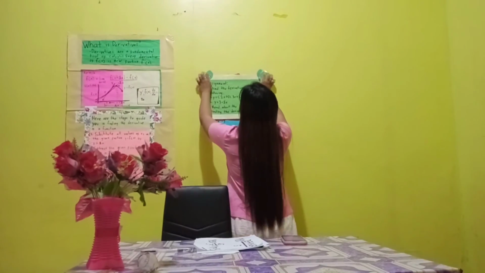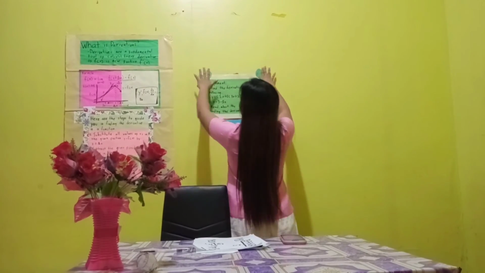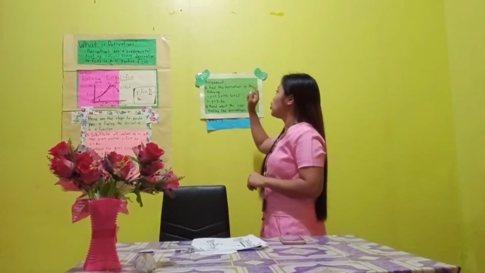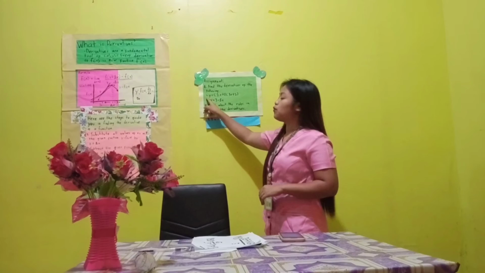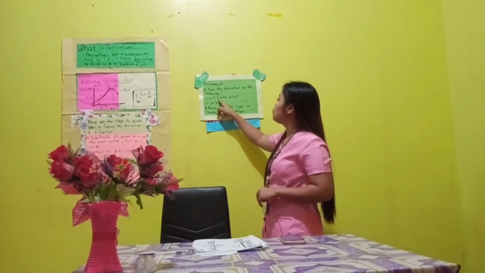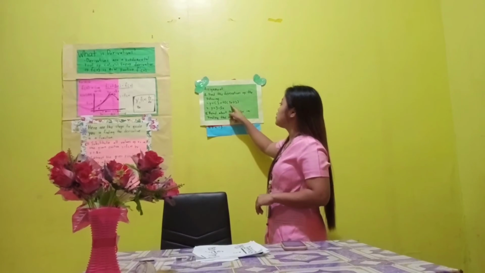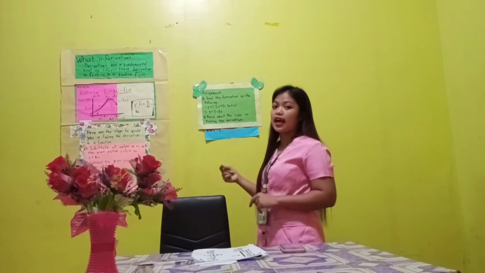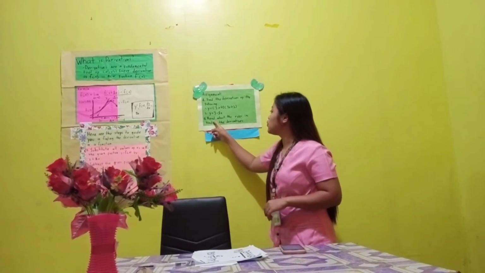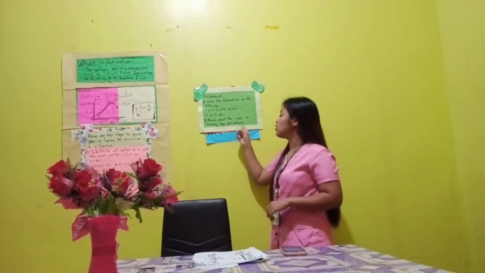You're done. And now, for our assignment, you will answer this on one whole sheet of paper. Now, you should copy it in your notebook. Our assignment is, find the derivatives of the following. First, y equals the quantity of 2x plus 1 times 3x plus 2. And second, y equals 3 minus 5x. And letter B, you should read about the rules in finding derivatives. Tomorrow, I will be collecting it. Okay, class, do you have any questions?